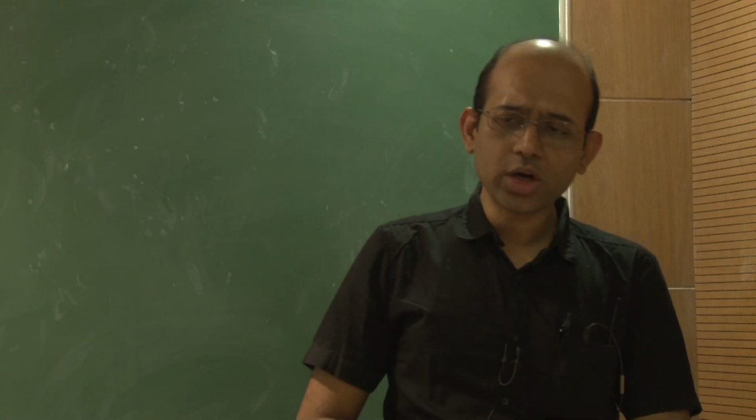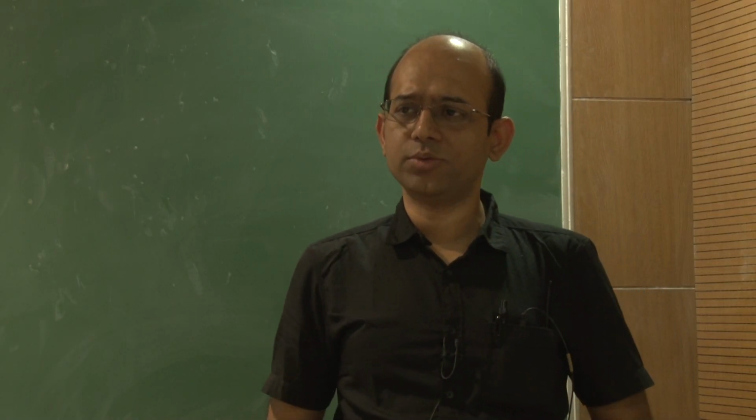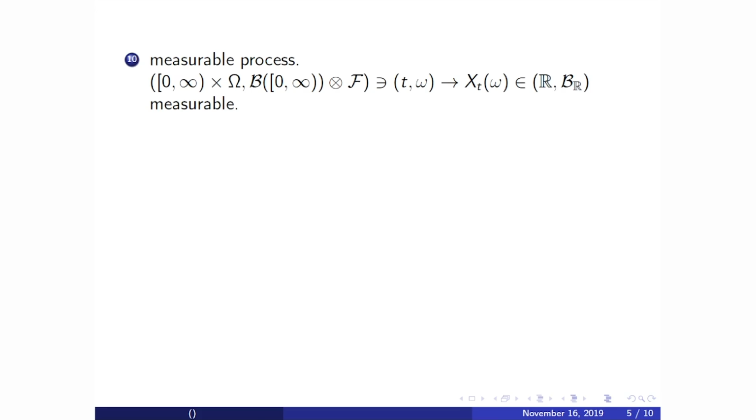Okay. We are now talking about measurability of stochastic processes. What do we mean when we say a stochastic process is measurable? We must notice, and this is a very important thing, that a stochastic process is actually a function of two variables, t and omega. t is time and omega is the sample point.